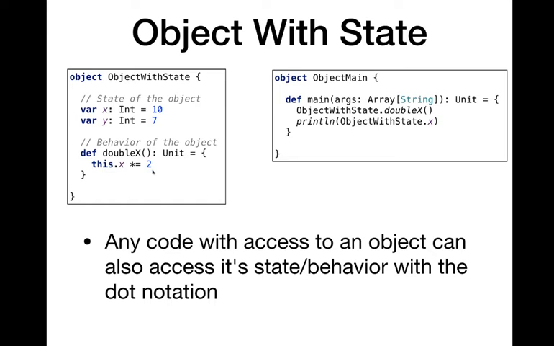Correct. So let me see if I got what you're saying. If I called doubleX twice, if here I just duplicated this line and called it twice, it would print 40 to the screen. So this.x is taking the current value of x, which after I call doubleX once is going to be 20. So it's going to be 20 times 2.